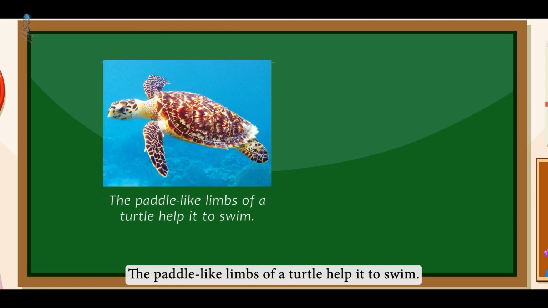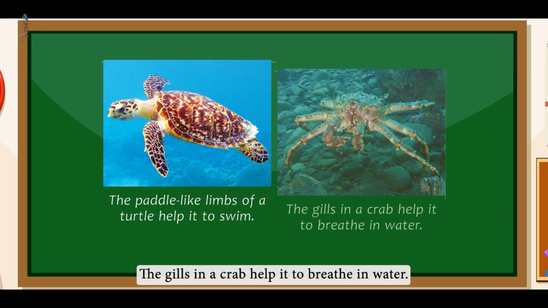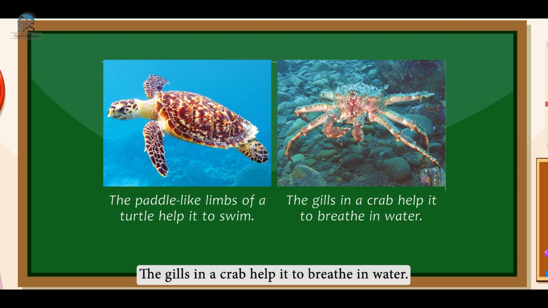The paddle-like limbs of a turtle help it to swim. The gills in a crab help it to breathe in water.